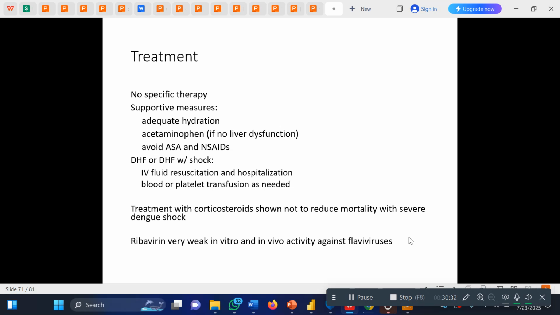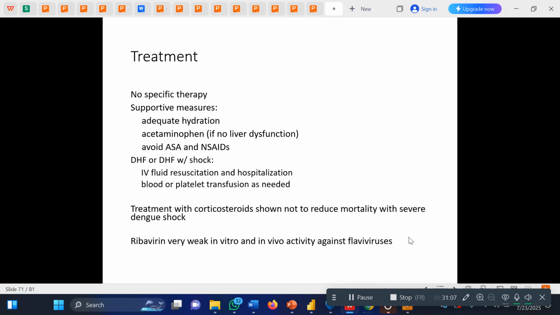The treatment for this is not specific. However, supportive measures are the only ones recommended for now, which include adequate hydration and antipyretics. However, we avoid the use of NSAIDs and aspirin in these cases. Fluid resuscitation is very much paramount. Blood or platelet transfusion for patients who have bleeding disorders or who are anemic. Treatment with corticosteroids does not reduce the mortality with dengue fever.